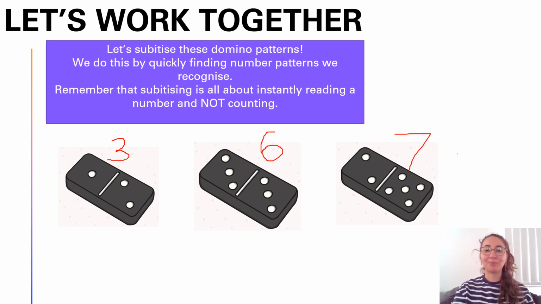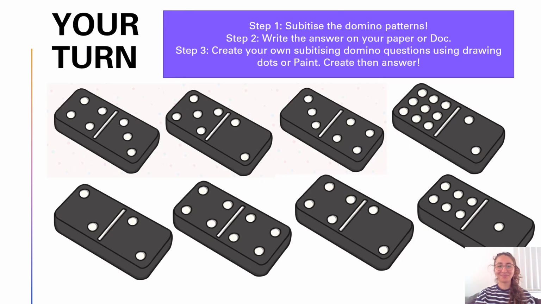Now, you might want to pause and practice this again, or have a go on your own, or you can come and listen to the next instruction. So here we go. Now it's your turn. So step 1, supersize the domino patterns. Step 2, write the answer on your paper or on your doc. Again, if it's on paper and you want to take a photo and put it onto your doc, that's fine. If you want to print it, that's fine. If you can't print, that's also perfectly fine.